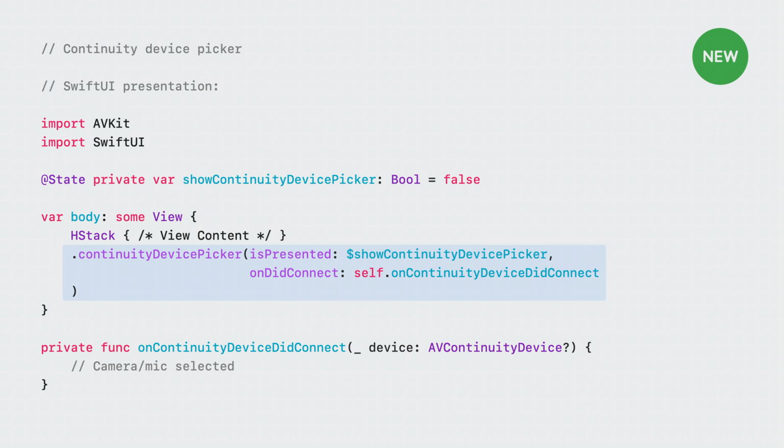To present the device picker in your SwiftUI app, AVKit provides the continuityDevicePicker modifier, which is new to tvOS 17, to present the picker. Its presentation state is updated by a state variable, just like other content-presenting view modifiers. When a device is selected and becomes available, the picker dismisses and calls the callback with an AVContinuityDevice. This object has references to the AVCaptureDevices that are associated with a given physical device, like an iPhone or iPad.